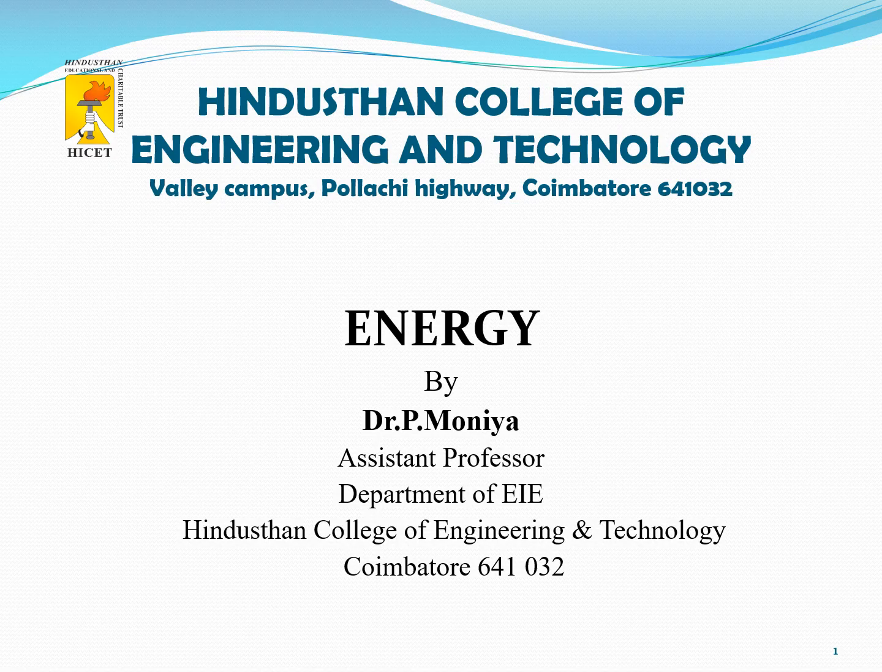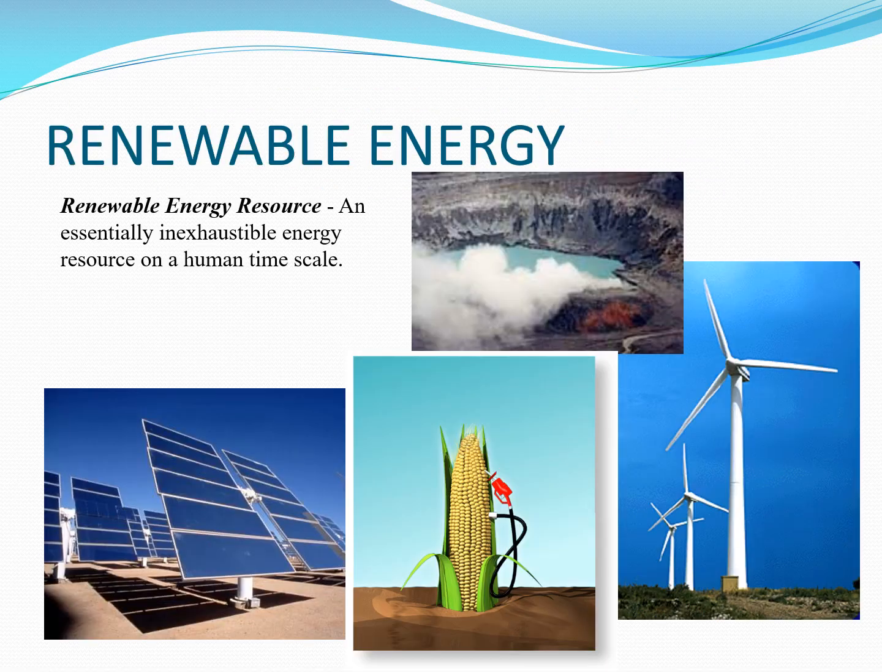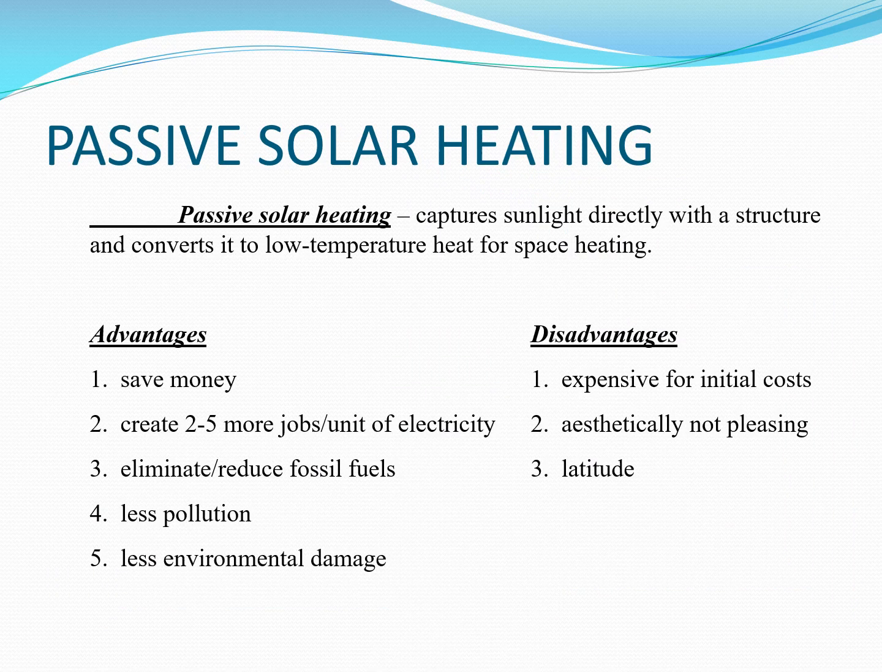Now let us see about the topic energy. A renewable energy resource is essentially an inexhaustible energy resource on a human time scale. The first type of energy is passive solar heating. It captures the sunlight directly with the structure and converts it to low temperature heat for space heating.